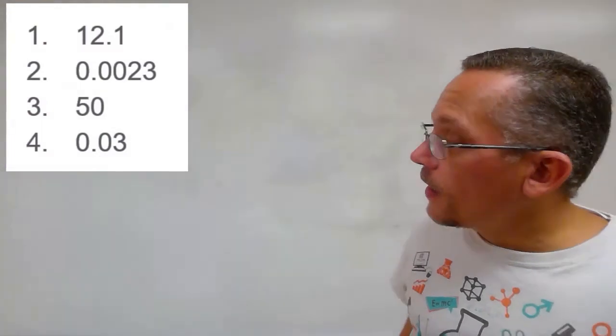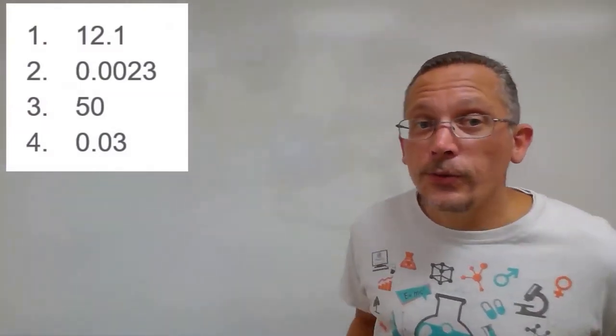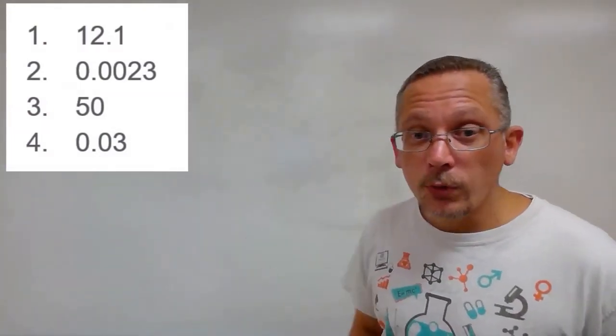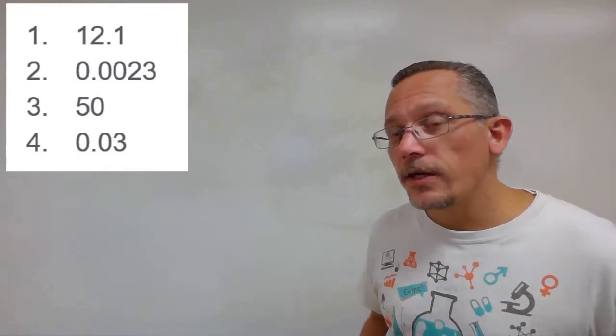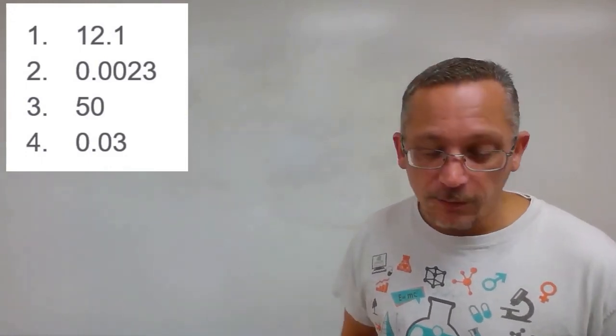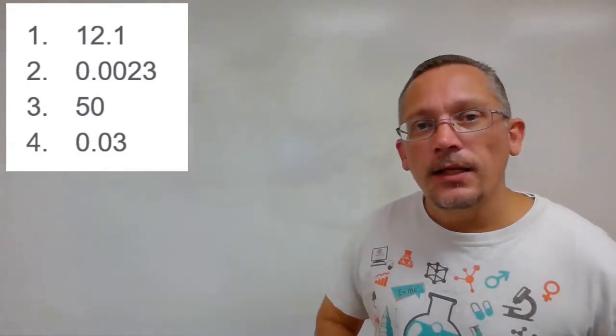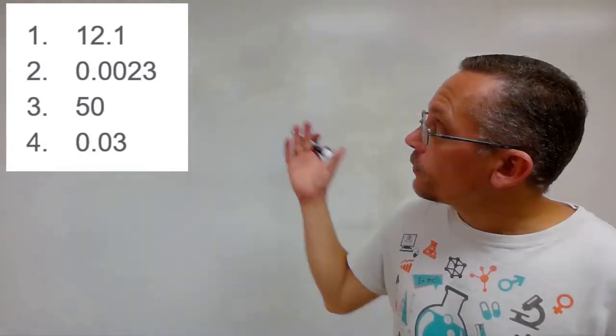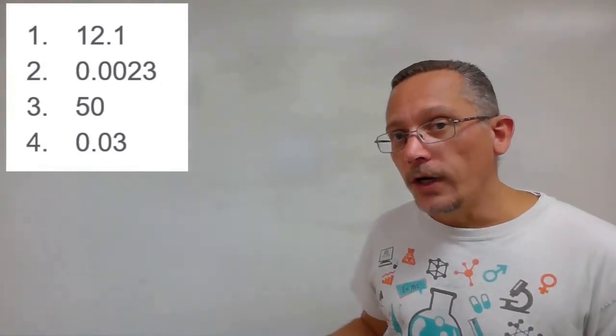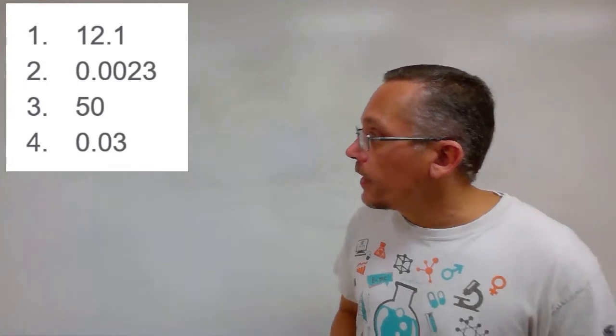Okay, so here is the kind of problem that we're going to be asked to do on our assignment, right? Here's 4 different problems. They're asking us to write these numbers in scientific notation. So let's go ahead and take a look at it. What would those be? So the first one up there, 12.1. How would I write this number in scientific notation?